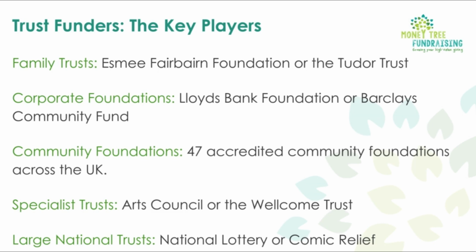As I mentioned before, understanding the different types of trust funders and their motivations can really help when you're starting to research which trusts would be the best fit for your organisation. Family trusts, such as the Esme Fairbairn Foundation or the Tudor Trust, often have a unique ethos that's been shaped by the experiences and values of their founders. These funders often value organisations that are community-led, forward-thinking, and have a strong vision for social change, often in the areas the founders grew up in.